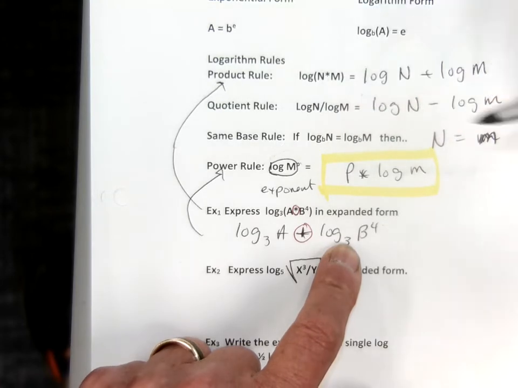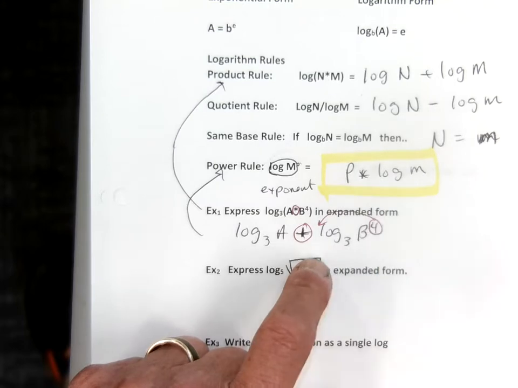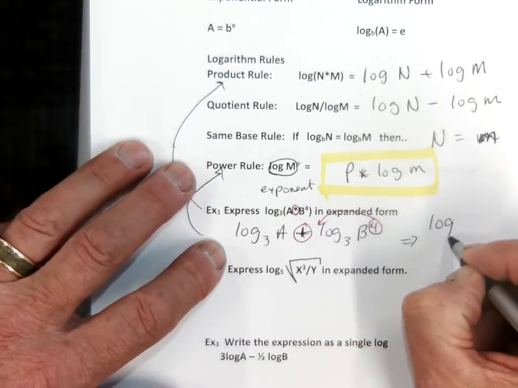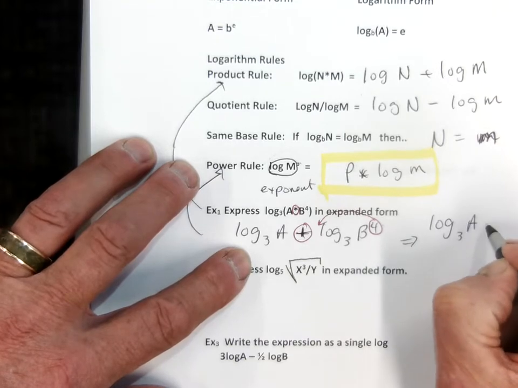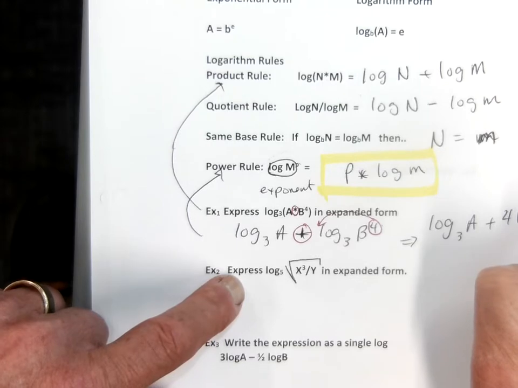Just brought the p down. So we're just going to bring the 4 down. Yeah, base 3b. Got it. So my answer is going to be log base 3 of a plus a 4. The 4 comes down. Log base 3 of b.